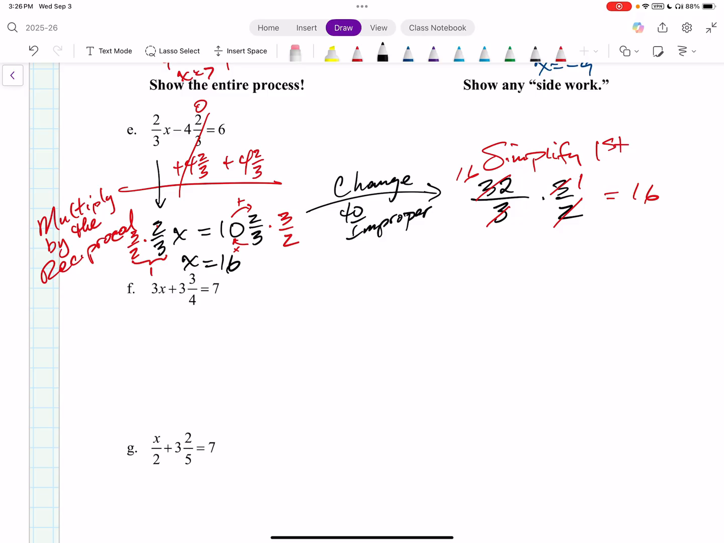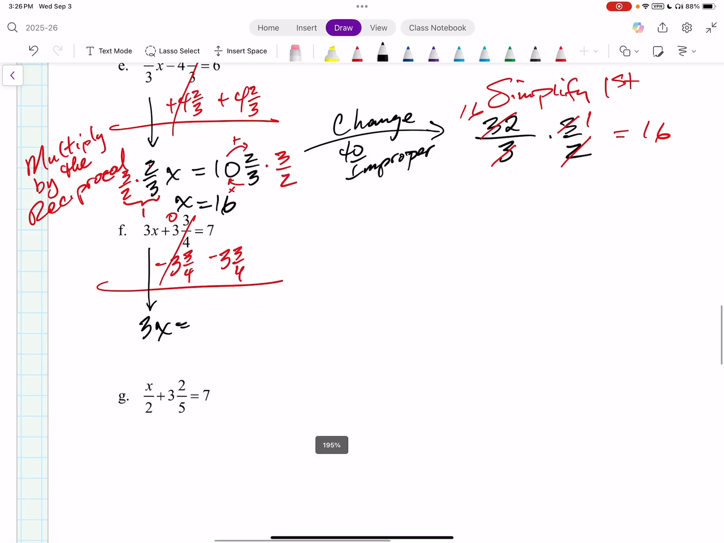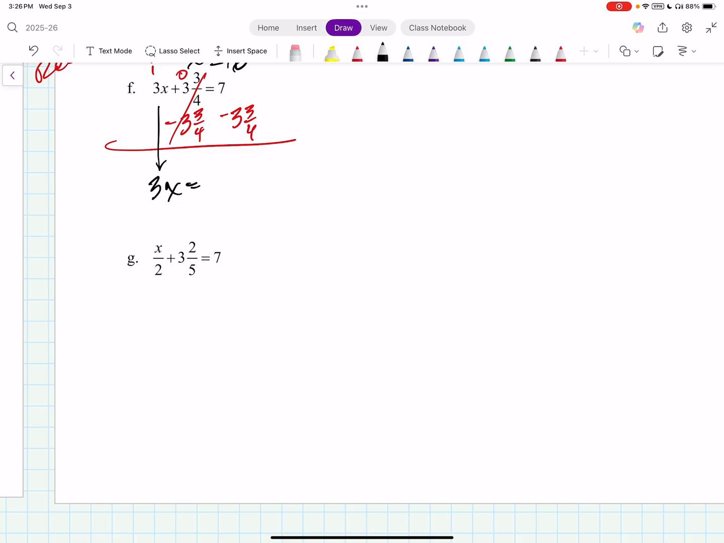Here on the next one, we get 3x plus 3 3/4 equals 7. So I'm going to either subtract 3 3/4, you can think of it that way, or you can say add negative 3 3/4. Opposites cancel to 0. And you get 3x here is equal to something. Now, when you do this right here, the easiest way you can think about it, you think pizza. So if you have 7 pizzas and you have to subtract 3 3/4, you got to subtract left to right and subtract twice.